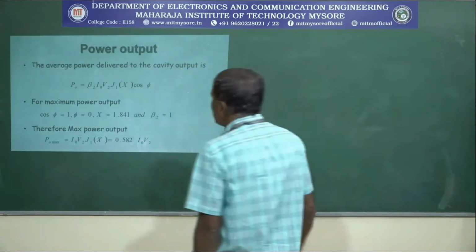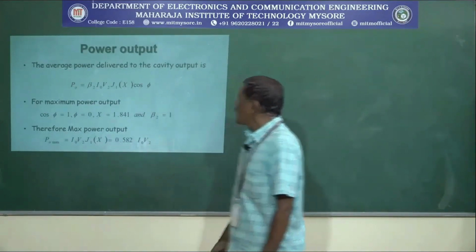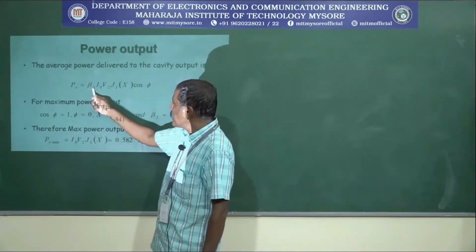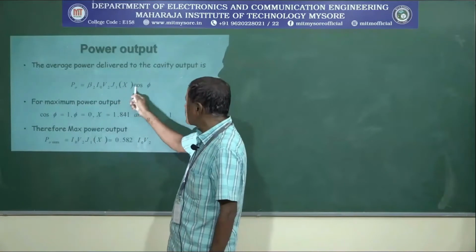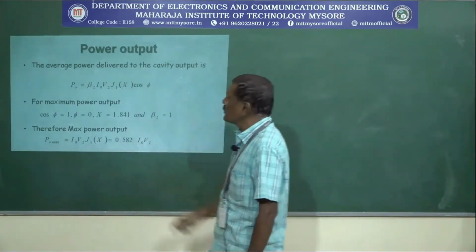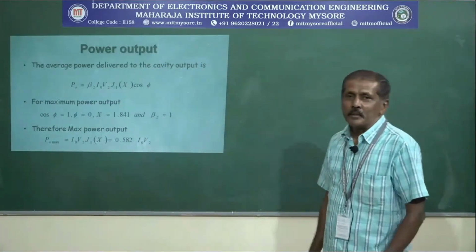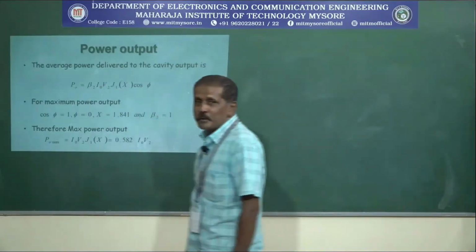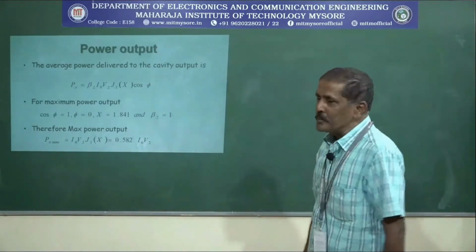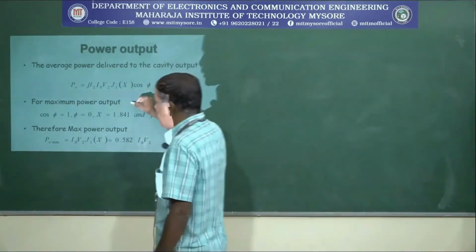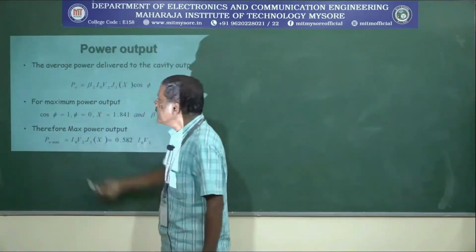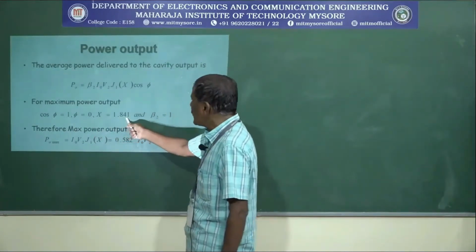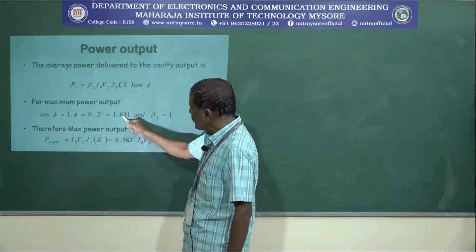Then the power output, the average power delivered to the cavity output, is calculated from P0 is equal to beta 2 into I0 into V2 into J1 of x cos of phi. Once again, this J1 of x value is taken from the Bessel's function table, and beta is the coupling coefficient. For maximum power output, cos phi is equal to 1, therefore phi is equal to 0 and x is equal to 1.841.